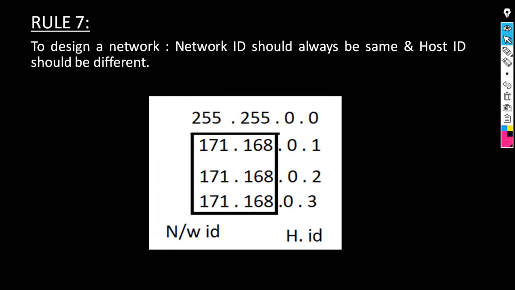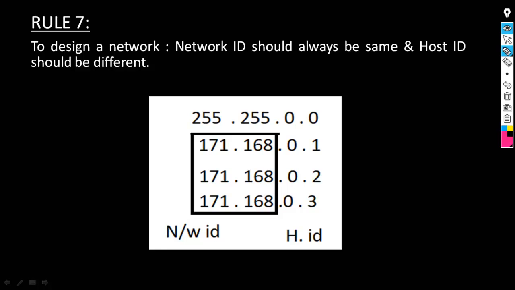Now we'll come to rule number 7, which states that to design a network, the network ID should always be the same and the host ID should be different. Let's take an example. Let's say we need to design a network and for that we need to attach a few computers, and the IP addresses assigned to those computers will be of the same network only. Then only they will be able to communicate with each other, else they won't be able to communicate with each other.